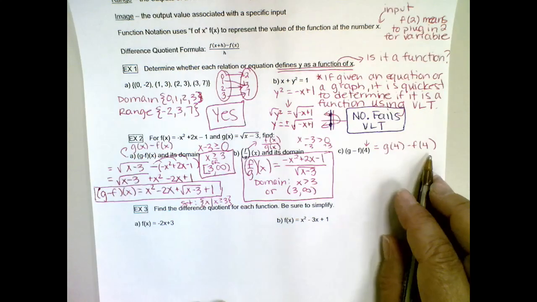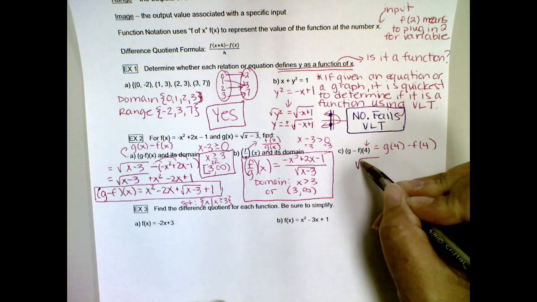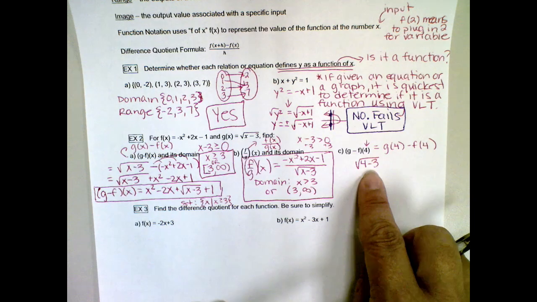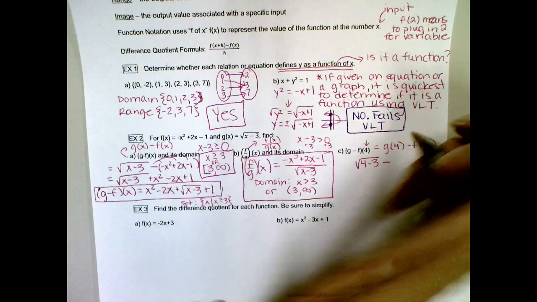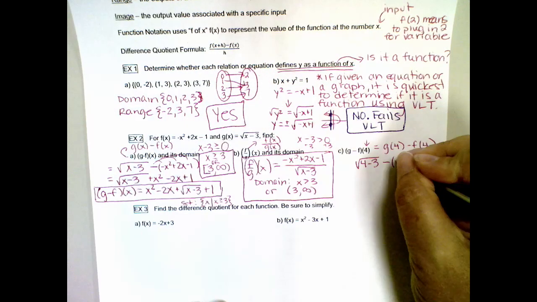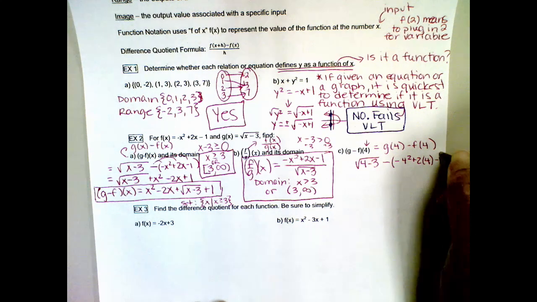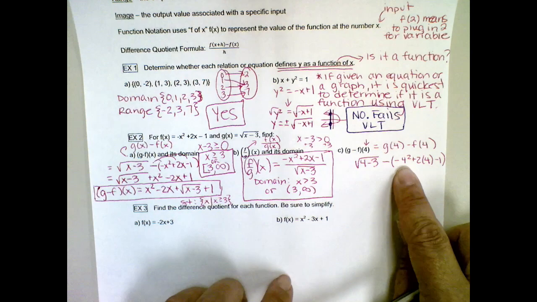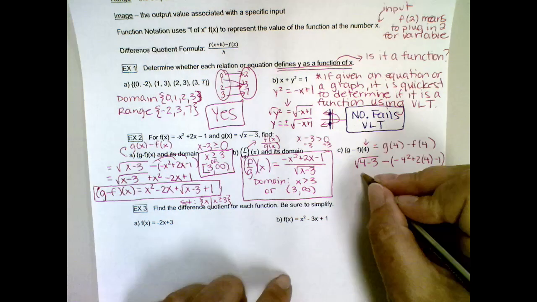If I do it this way algebraically, g of 4 means plug in 4 for x in the function named g. So here's g. G of 4 means plug in 4 there, minus f of 4. Now f of 4 is going to take a little longer because I have to do the opposite of 4 squared plus 2 times 4 minus 1. So everything in here first. The opposite of 4 squared is negative 16 plus, this would be 8. So negative 16 plus 8 is negative 8. Minus 1 is negative 9.